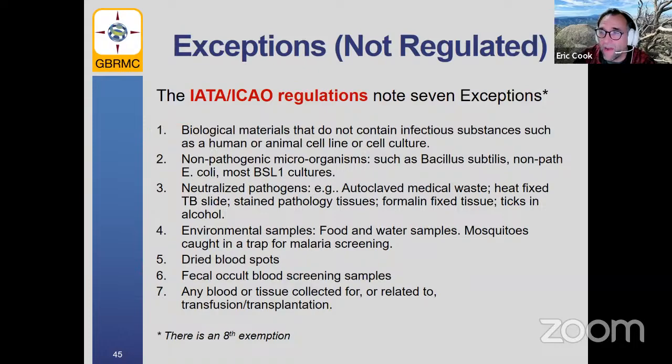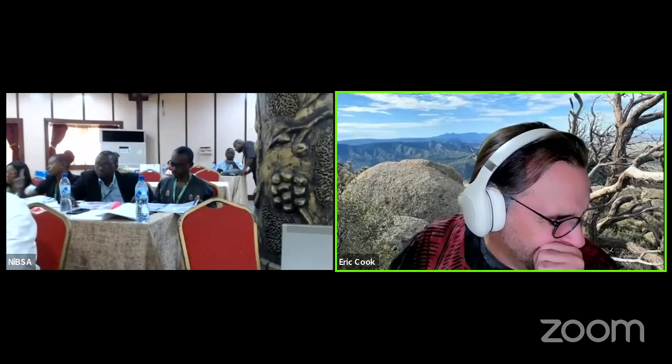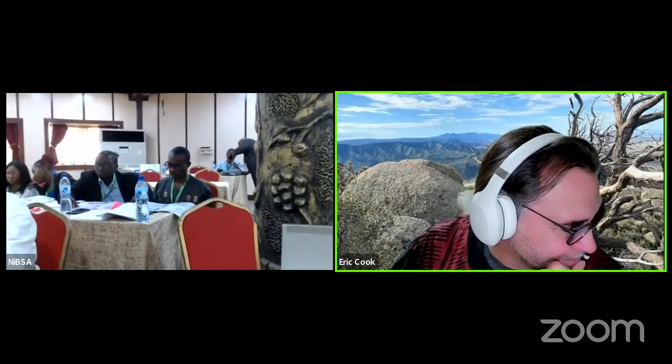But when we talk about exemptions, the exempt patient specimens, these require triple packaging. Exempt patient specimens require triple packaging. Category B requires triple packaging. Category A requires triple packaging. So that is the difference. Hopefully that answers your question. All right.